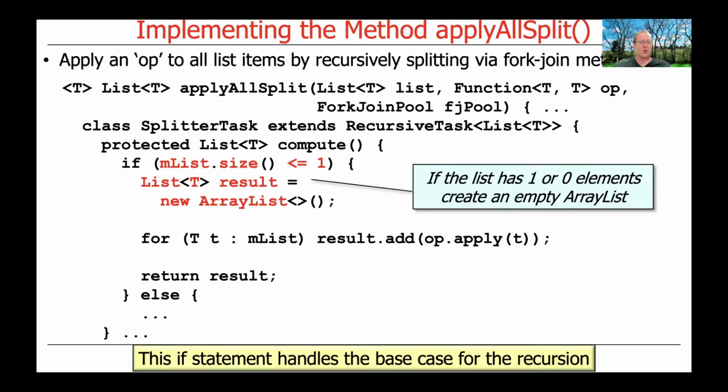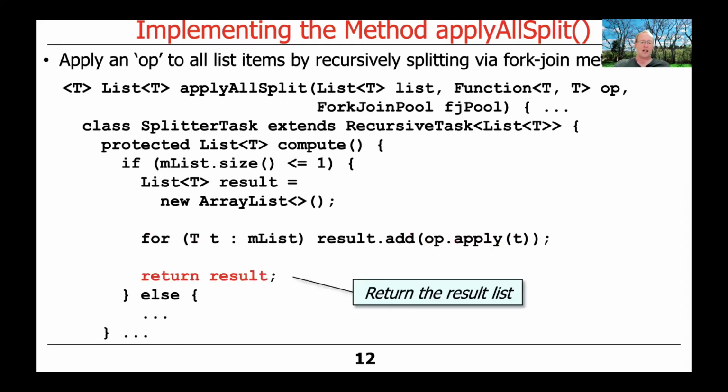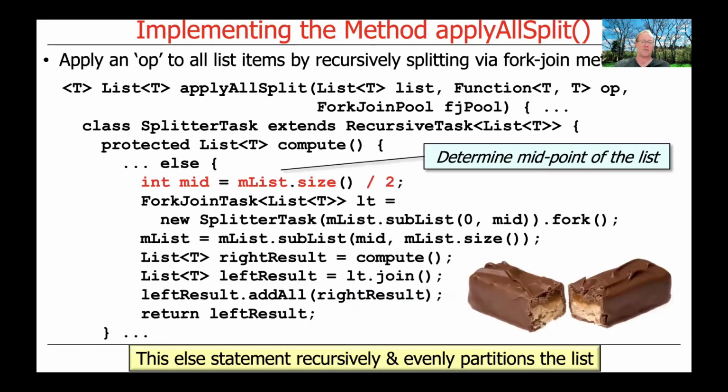We make ourselves a new array list, and then we're going to iterate through all the elements in the list, which there typically is just one of them, and we're going to add the result of applying the operation to that element and stick that in that list. So again, that's the base case of the recursion, and then we return this new list, which should have one element in it, which has been computed with the result.